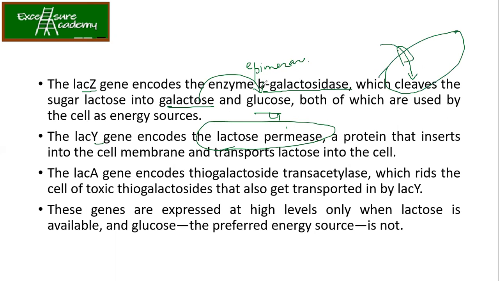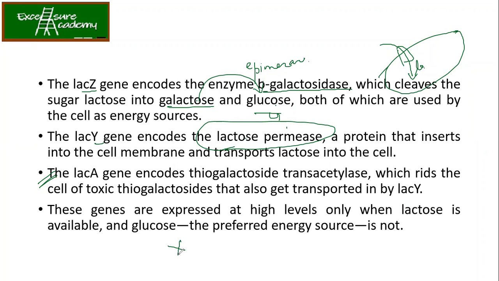Then this beta-galactosidase will convert your lactose into galactose and glucose. Now we have the LacA gene, which encodes thiogalactoside transacetylase. This will get rid the cell of toxic thiogalactosides. As such, I don't know its role in the operon, but we say that to avoid toxicity this enzyme is present. So these genes are expressed at high levels only when lactose is present and glucose is not present.